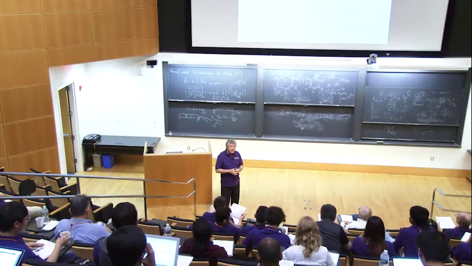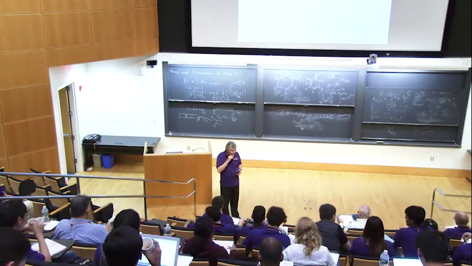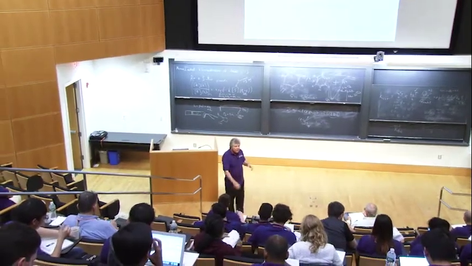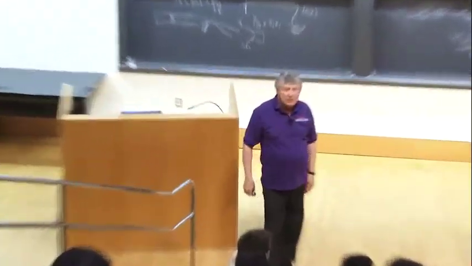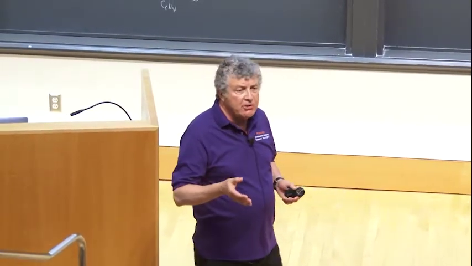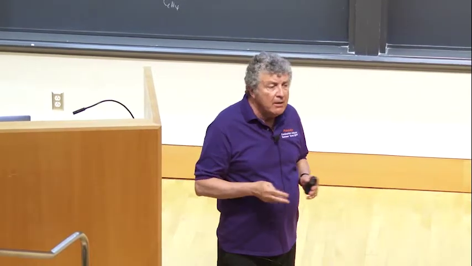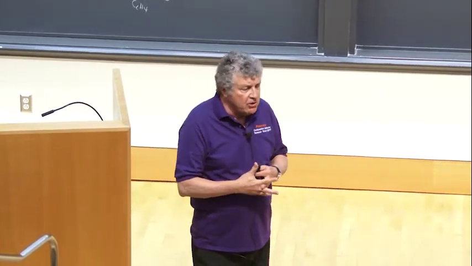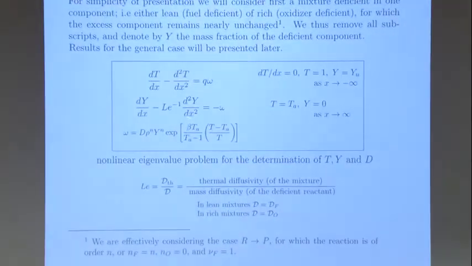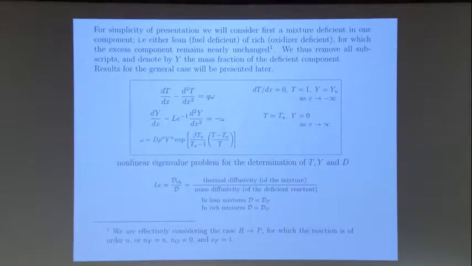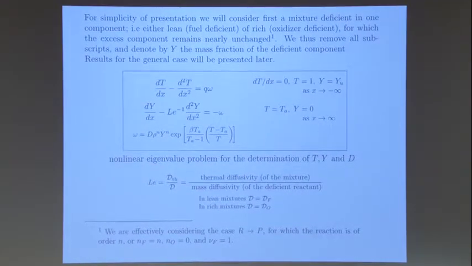We stopped yesterday and we were talking about one of the simplest problems in combustion, which is determining the propagation speed of a planar flame under adiabatic conditions. And this is, as I said, the simplest problem that you can think of in premixed combustion. And the mathematical problem is written here, again, for the simplest situation in which there is only one deficient component.